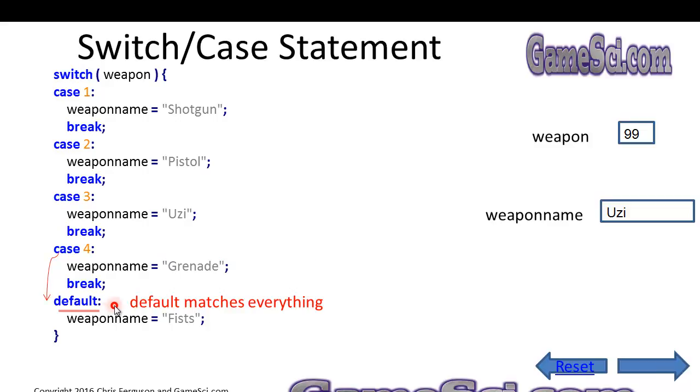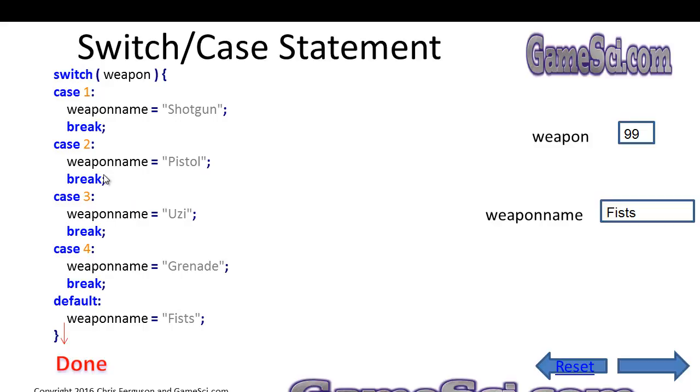The default basically matches anything and everything. The default is there so that if none of these cases match, which happened in this case, we will execute the code in the default. Since there was no match to any case, we will execute weapon name equals fist. We'll see that weapon name updated to fist. And we then execute the default. When it's done, it will exit the switch because there's nothing left to execute. We could have put a break statement here, but it seemed kind of redundant since this was the last case. It was going to exit anyway.